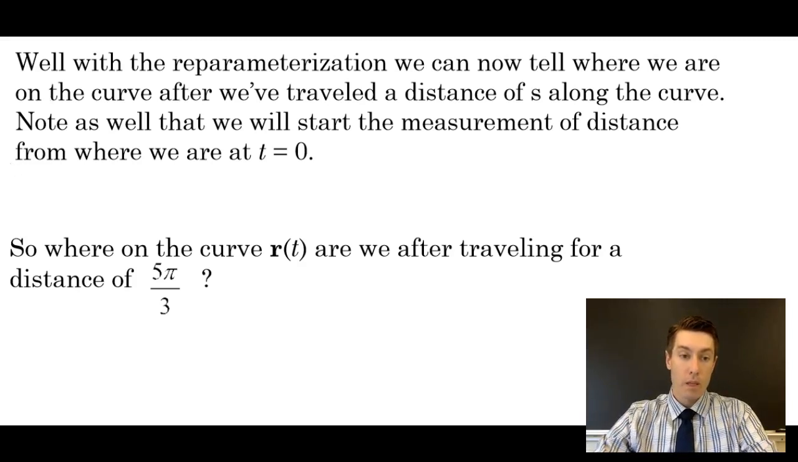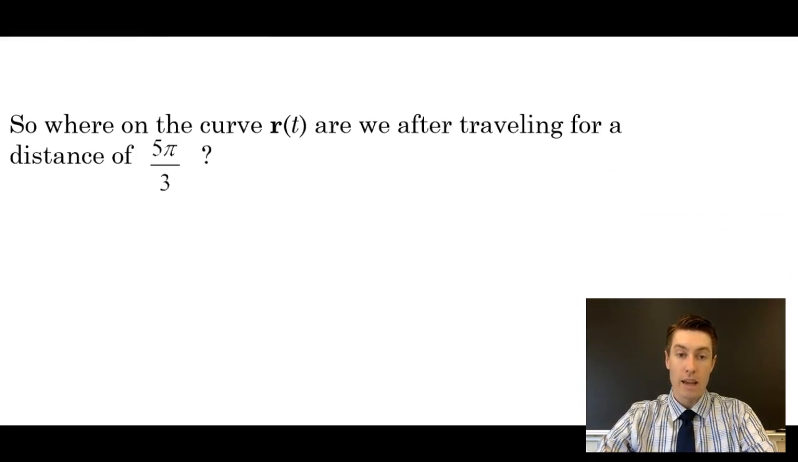Okay, so the question that can be asked is, where on the curve r of t are we after traveling for a distance of 5 pi over 3? So here they're not telling us to travel for 10 seconds and figure out how far we went. Here they're saying you've gone a distance of 5 pi over 3 on the curve. Right? And in the situation that I just gave you, it's a real situation that we can come across, where we know the distance that we've traveled and we want to know where on the space curve we are.